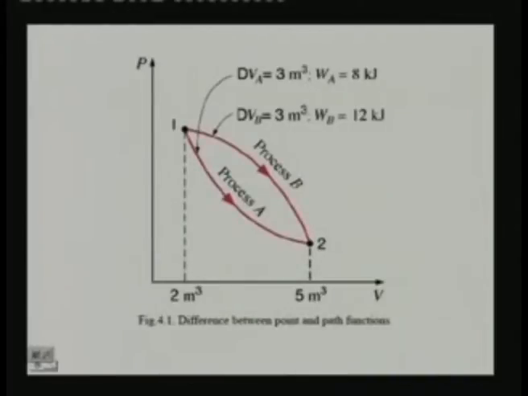Whereas the work done in process A is 8 kilojoules, while the work done in process B is 12 kilojoules. That means the work done depends not only on the initial and final states, but also on the path, since it depends on the total process from 1 to 2. So you can say that volume is a point function and work transfer or work done is a path function.